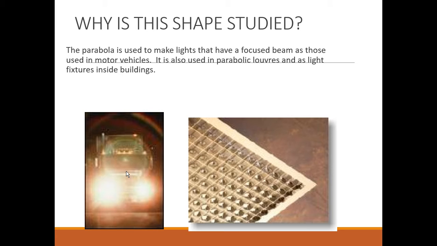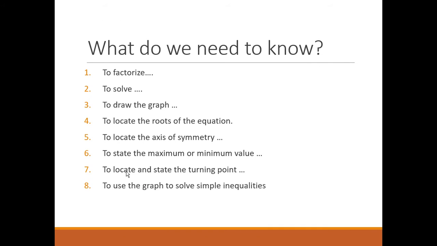Okay, we usually see this in light bulbs or in some cameras, and even in some lenses, right, where the light or the picture refracts from a point, and then it is able to be seen on a wider aspect. All right, so what do we need to know?